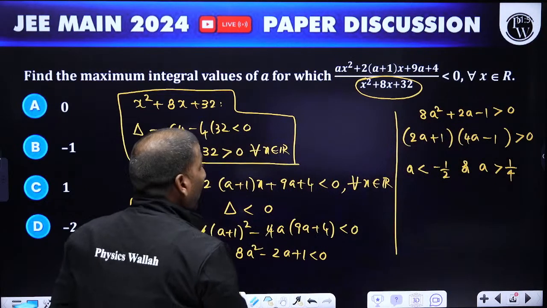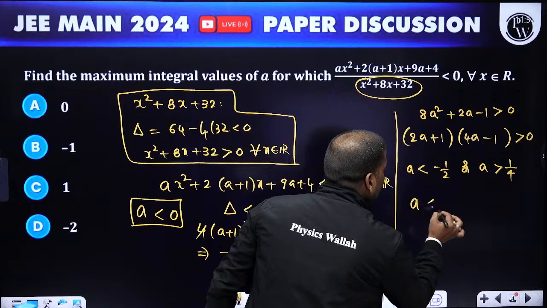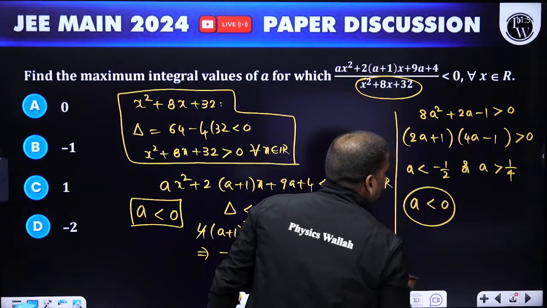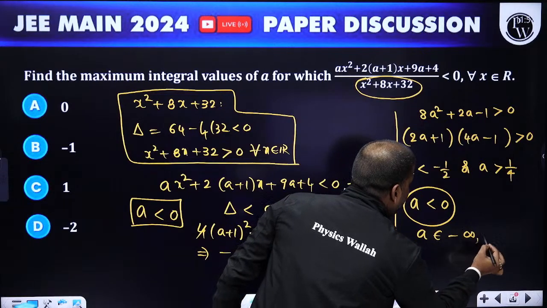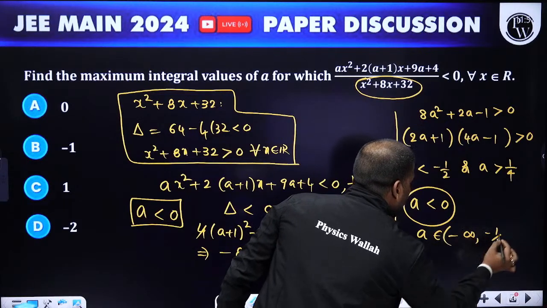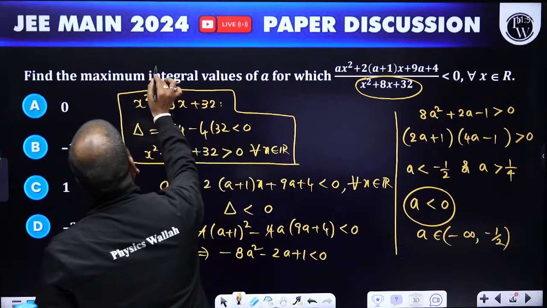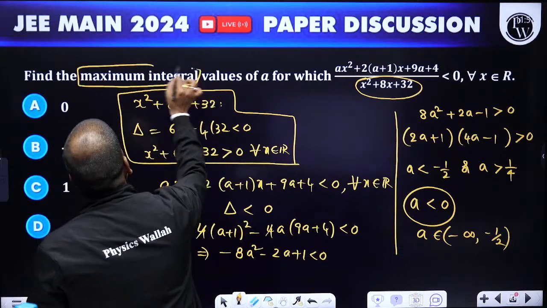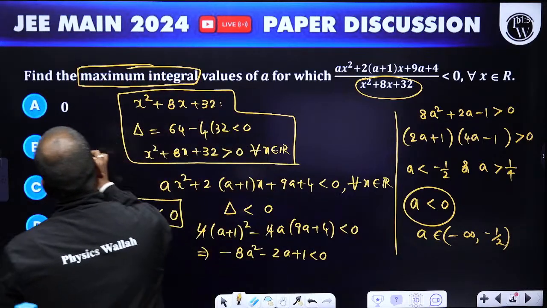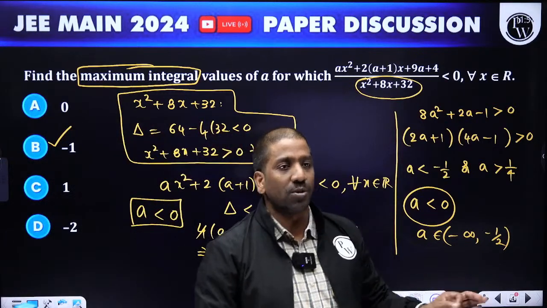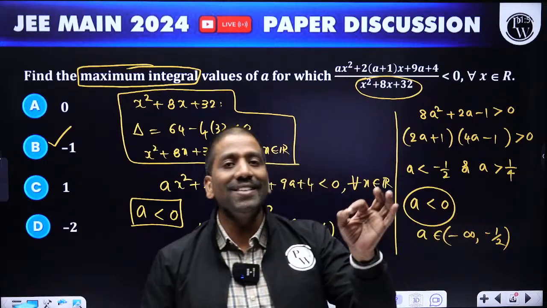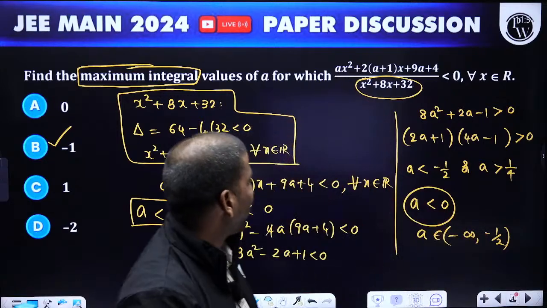But a less than 0, right? So then what is the right answer? a belongs to minus infinity to minus 1 by 2. But we want the maximum integral value. What could be the maximum integral value? The maximum integral value will be minus 1. So the maximum value in this set is minus 1. Right? That's what it is.